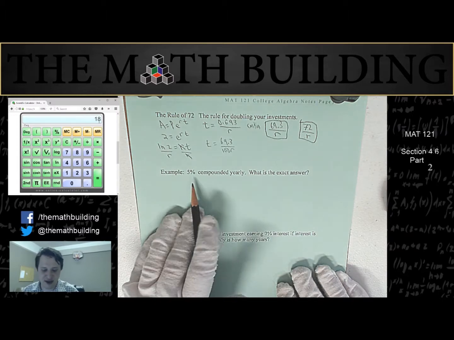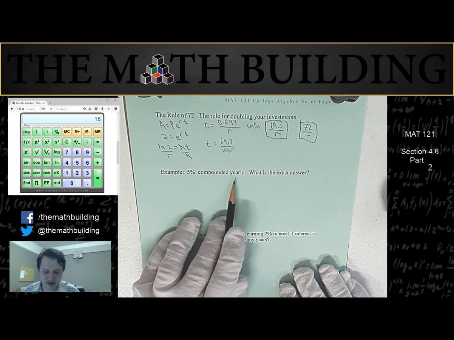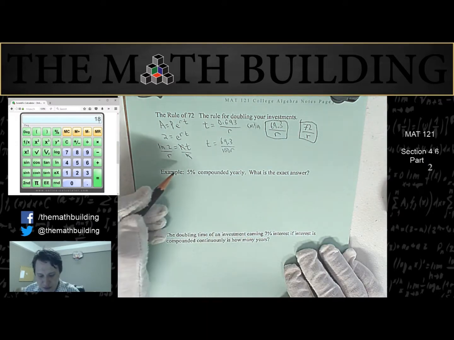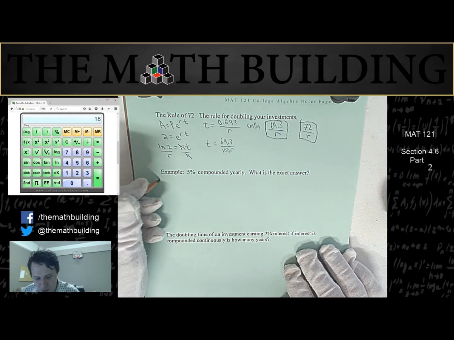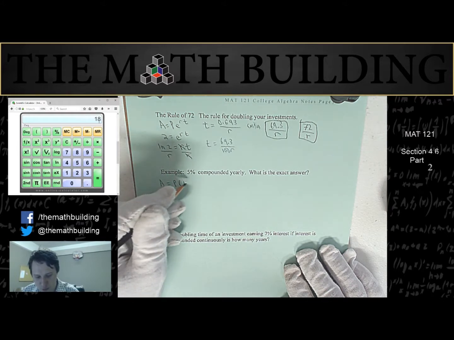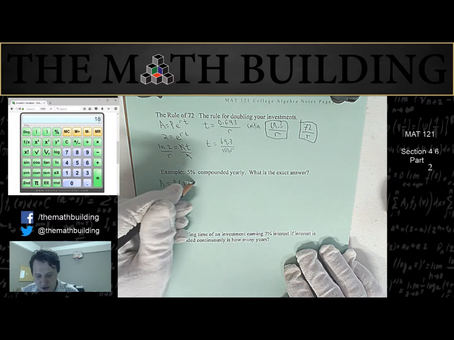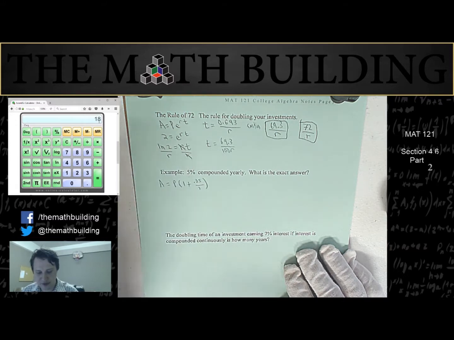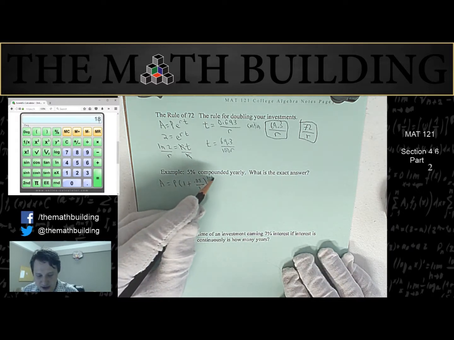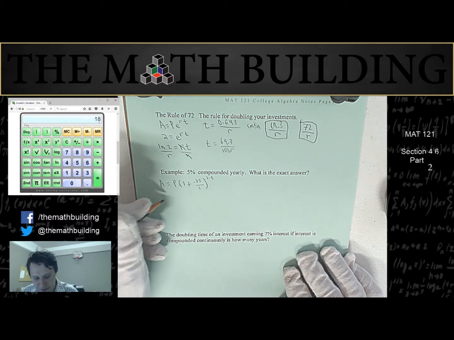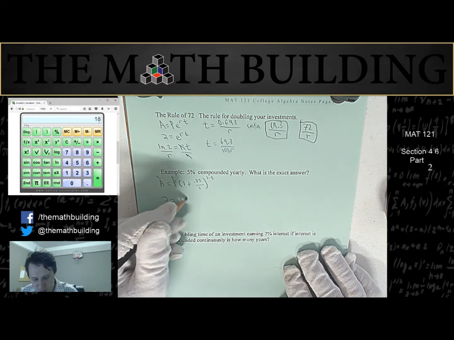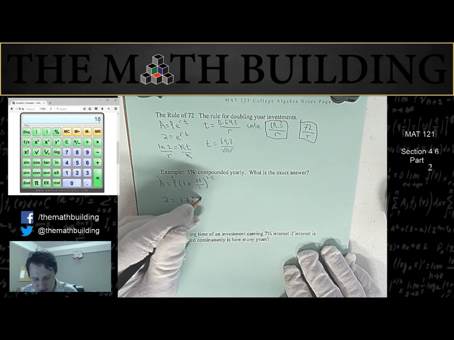So let's find the exact answer. We want to see the growth of 5% compounded yearly, and then we'll compare it to the approximate answer. So we're compounded yearly, so A equals P times 1 plus the interest rate over 1, where our interest rate is 0.05. This will also have a 1 up here times the number of years. So we're doubling, so again, let's plug in 2 for A and 1 for P. You get 2 equals 1 plus 0.05 to the T.